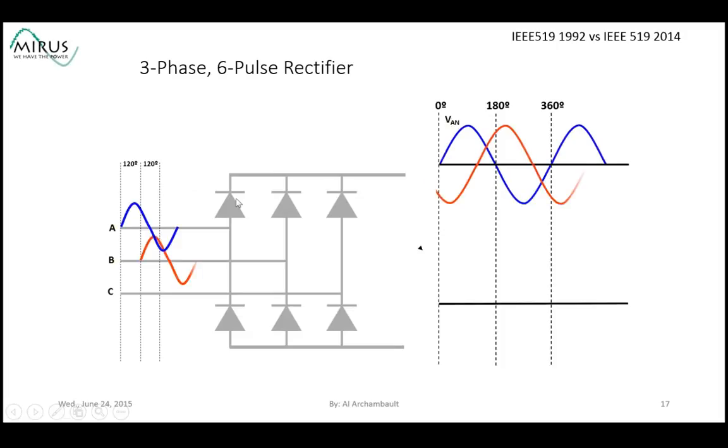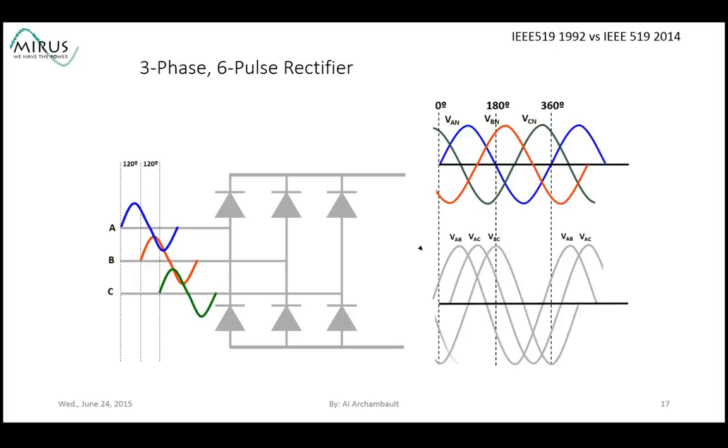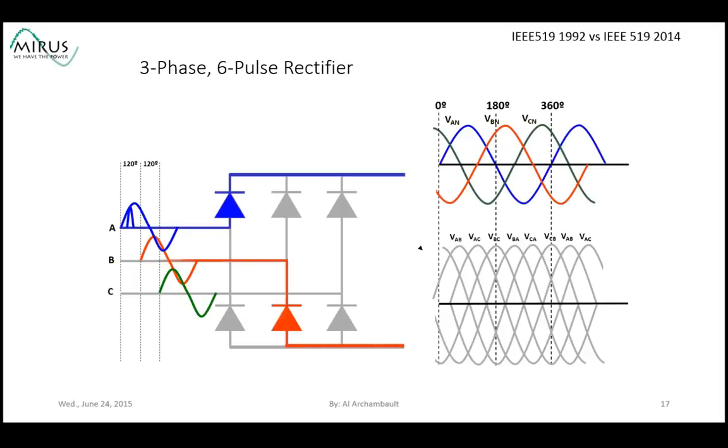This is line to neutral voltage and line to line voltage. Now the diodes commutate when the voltage between phases is maximum. So the first pulse that is created is when the voltage between A and B is maximum. We come out on A and return on B. The next pulse would be when A to C is maximum, out on A, return on C.